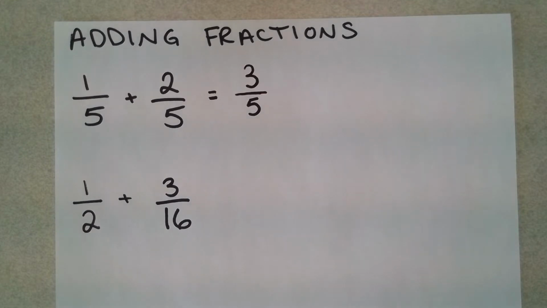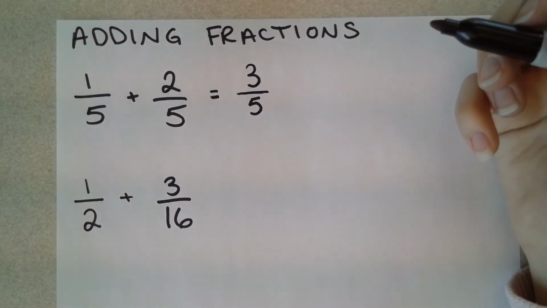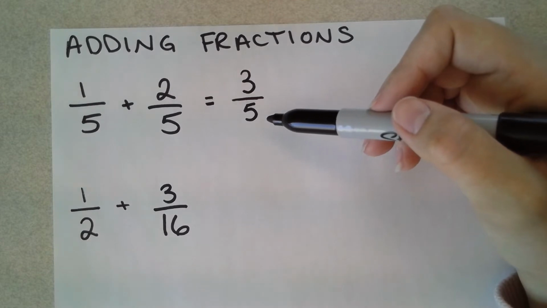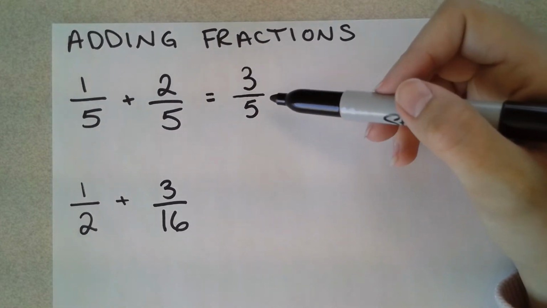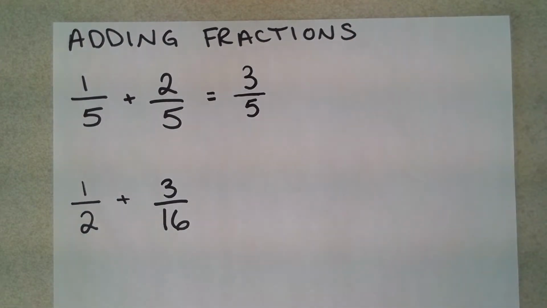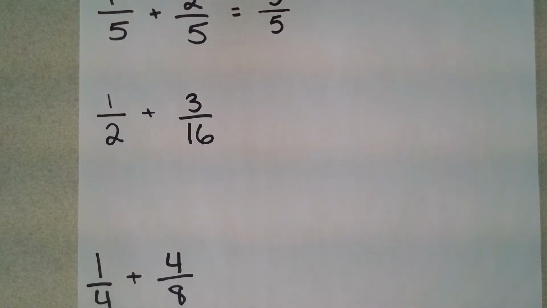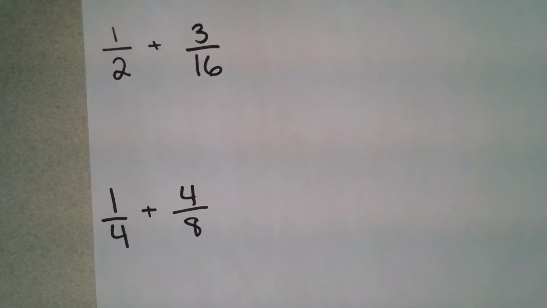And so my final step would be to just take a look at this fraction and think, can it be reduced? Is there a number that divides evenly into both 3 and 5? And the answer is no. There is no number that can go evenly into both of these numbers. So that means that this is my final answer. Okay, so that's like fractions. Now I'll show you a couple examples of what you would do with unlike fractions. So fractions that have different bottom numbers.